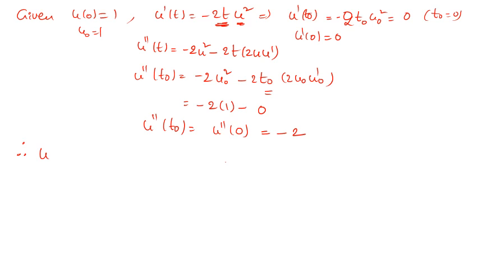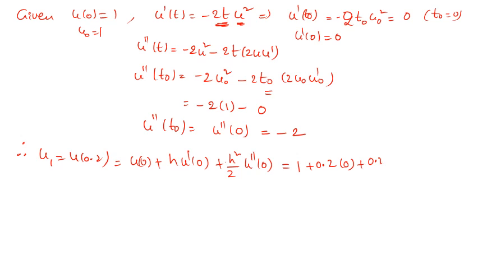Therefore, what is u1 formula? U1, that is nothing but u of 0.2 by Taylor series. First one u of 0, plus h into u dash 0 plus h square by factorial 2 u double dash 0. Let me substitute all the values. This is 1, h value 0.2, u dash 0 value 0, and h equal to 0.2 square by 2, u double dash 0 value minus 2. Therefore u1 value is finally 0.96. Therefore now u1 value is over.